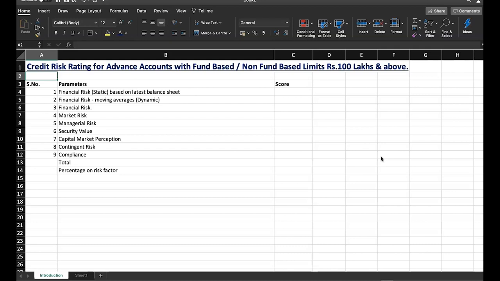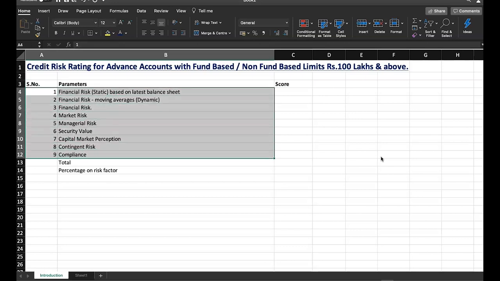Okay, all right. So what are the parameters banks will be looking at? Here I have listed broadly 9 parameters. To start with, the first one is the financial risk parameter. This is basically a static parameter based on the latest balance sheet, where the bank will be analyzing the liquidity and the long-term solvency by going through the current ratio and TOL by TNW ratio. They'll also look at the interest service coverage ratio, then profitability and profit margin. All those come under this.